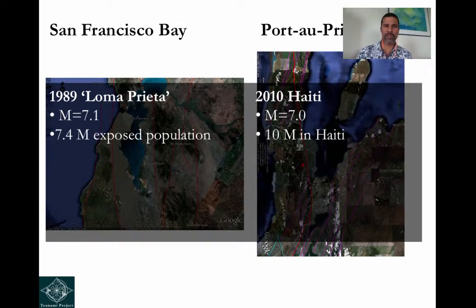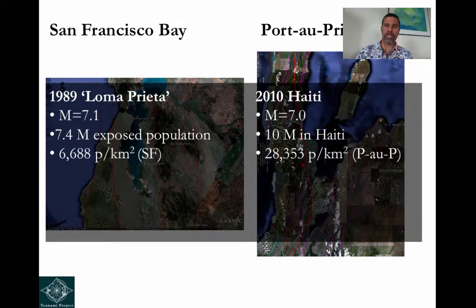In the San Francisco Bay Area, 7.4 million people were exposed to strong shaking during the Loma Prieta earthquake. The entire population of Haiti is about 10 million, give or take, and of that 10 million, 2 or 3 million are in the capital city of Port-au-Prince.